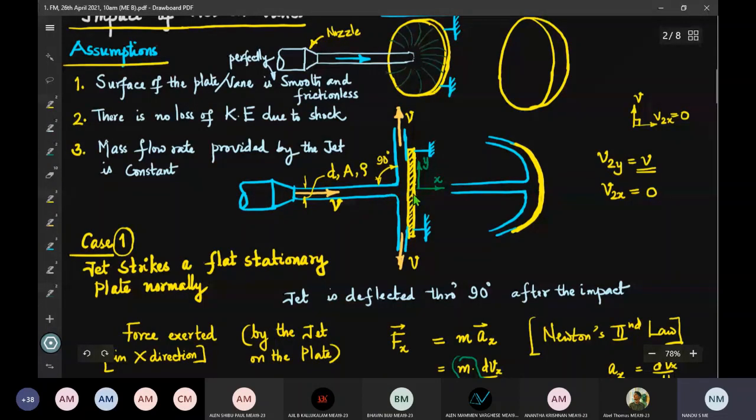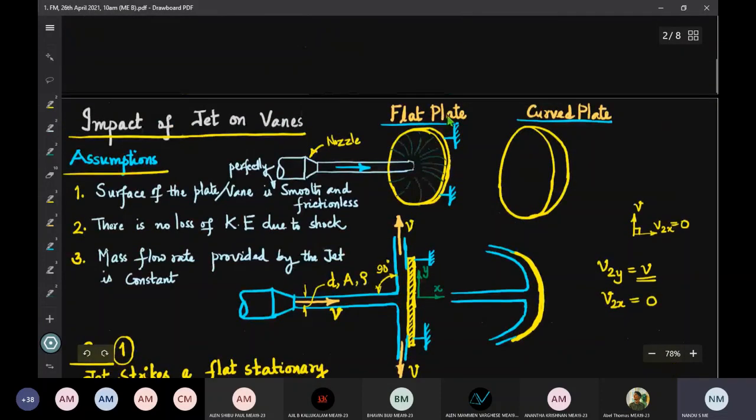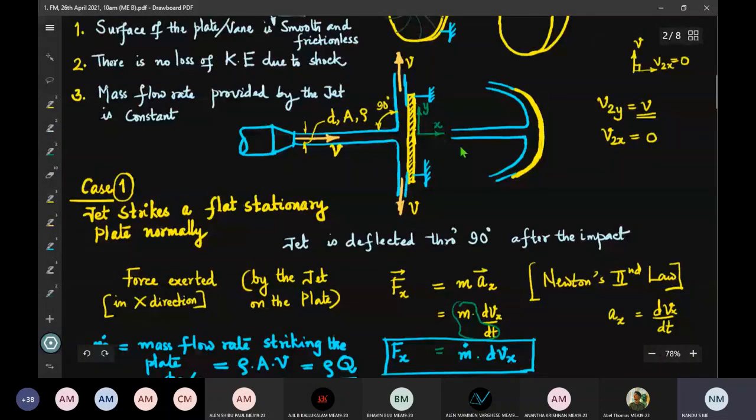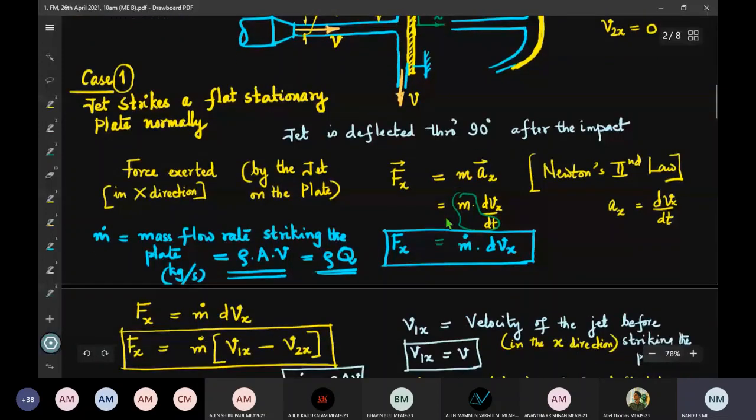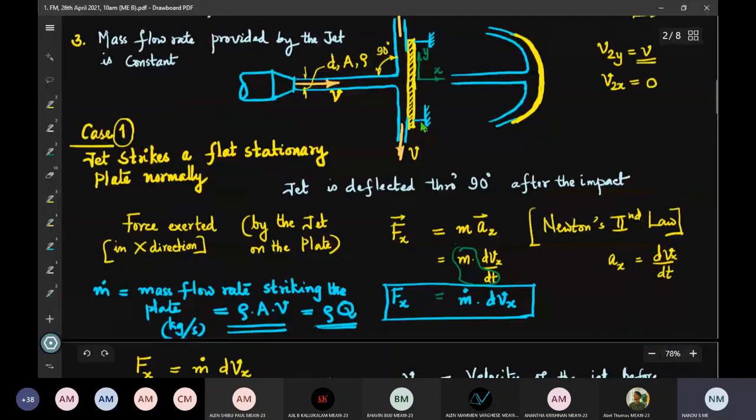See, this is Fx, Fx is acting here. But even though Fx is exerted on the plate, the plate is not moving. Why is it not moving? Because it is fixed. Whenever there is a velocity of the plate or moving plate case, we will treat the velocity of the plate or velocity of the vane as u, and the absolute velocity of the jet as v. These are the usual notations.